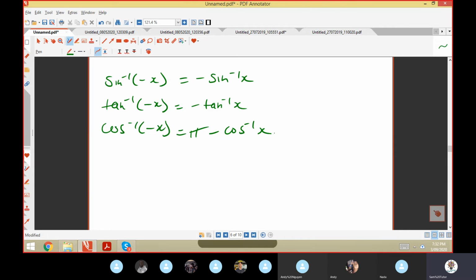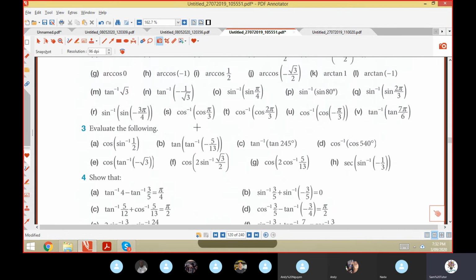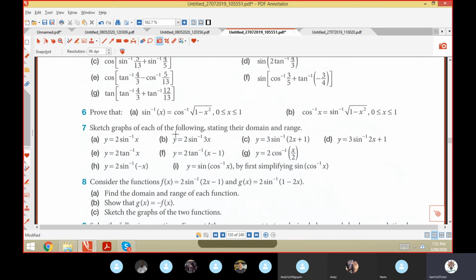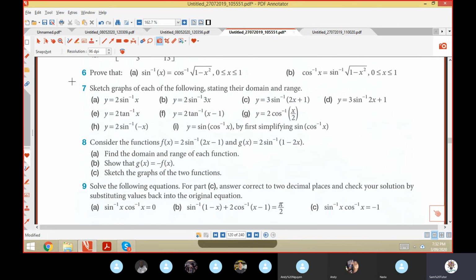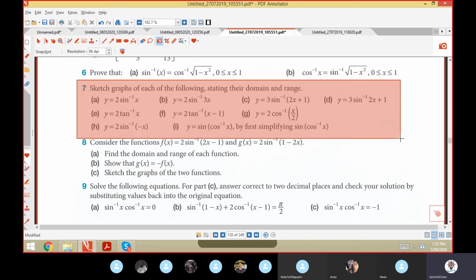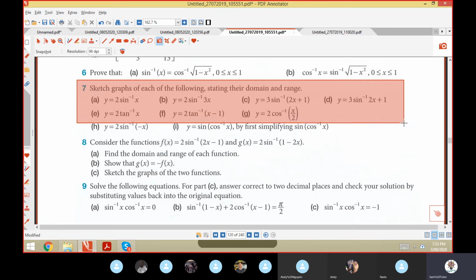I don't think that would be in your formula sheet. See what I mean by look at your formula sheets? Sometimes it's in there, sometimes not. Relying on nothing. Okay. Then we get to the questions. So before I do the show, let's look at the sketching, because they're the easier ones. Let's just do them.